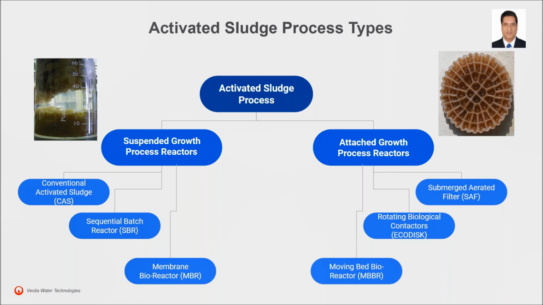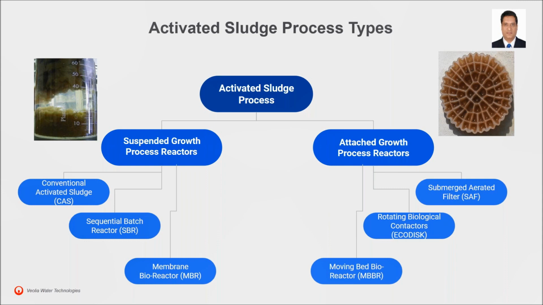In suspended growth reactors, the biomass remains in the form of suspended flocs by the mixing action of the aerator. Whereas in the attached growth process, biomass is either affixed to a fixed medium inside the reactor, which is stationary, or biomass is attached to a carrier medium, which is moving within the reactor. Here, mostly the mixing and aeration is effected again by an aerator.